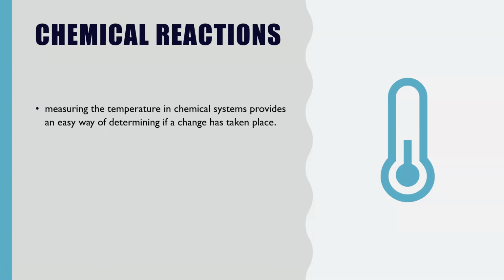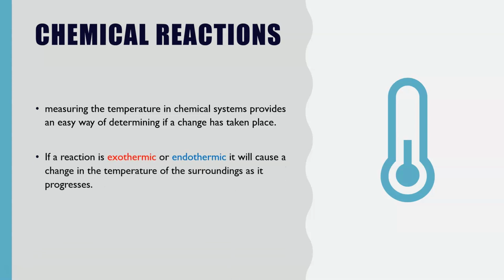Okay, measuring the temperature in a chemical system is an easy way to tell us if a reaction has taken place. So whether the system has used heat energy or released it, we can see if a reaction has taken place. So if a reaction is exothermic or endothermic, it will cause a change in temperature in its surroundings. So it will either feel hot or it will feel cold.